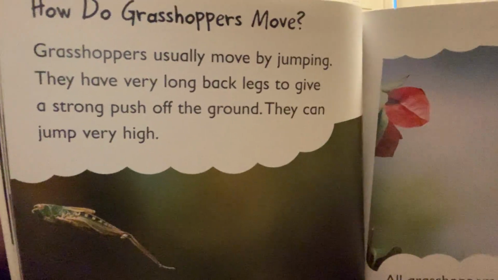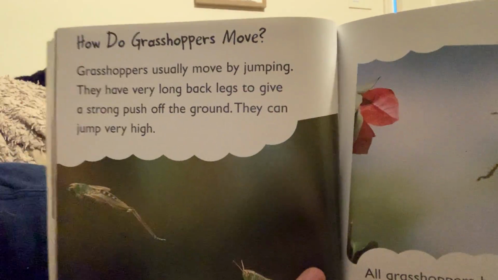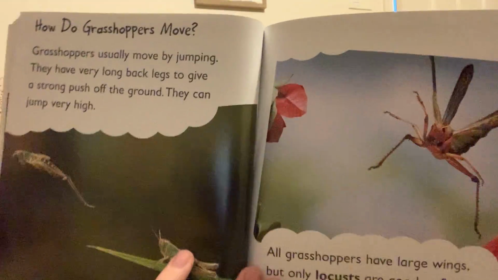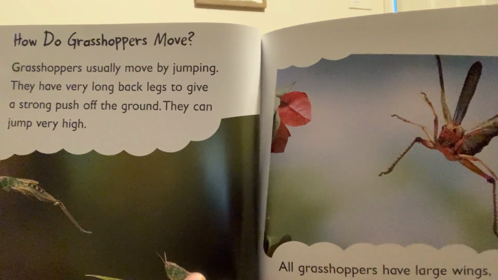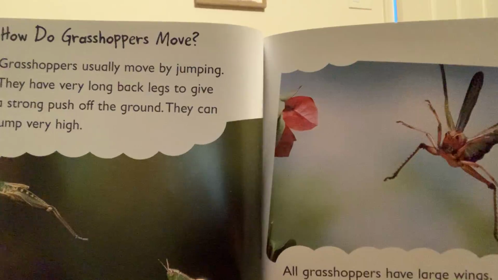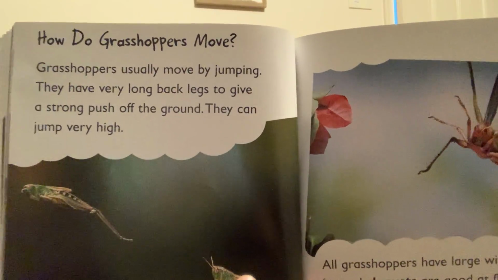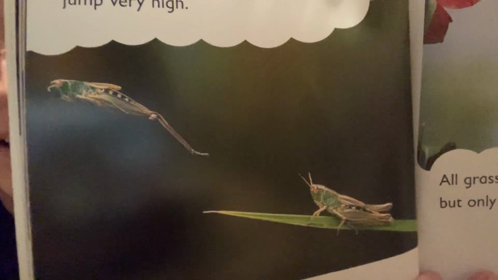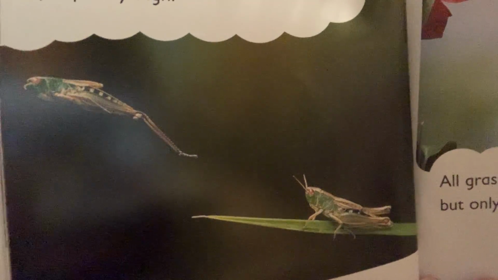How do grasshoppers move? Grasshoppers usually move by jumping. That's why they're called hoppers. They have very long back legs to give a strong push off the ground. They can jump very high. Oh my gosh, look at that picture of him jumping. He can jump really high. He almost looks pretty in a way. He's like leaping into the air.